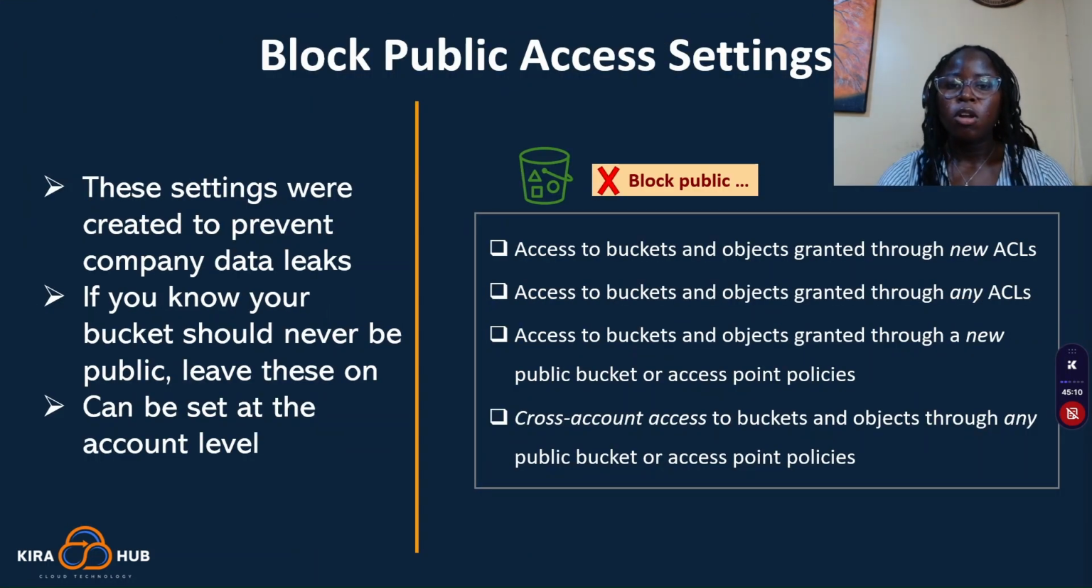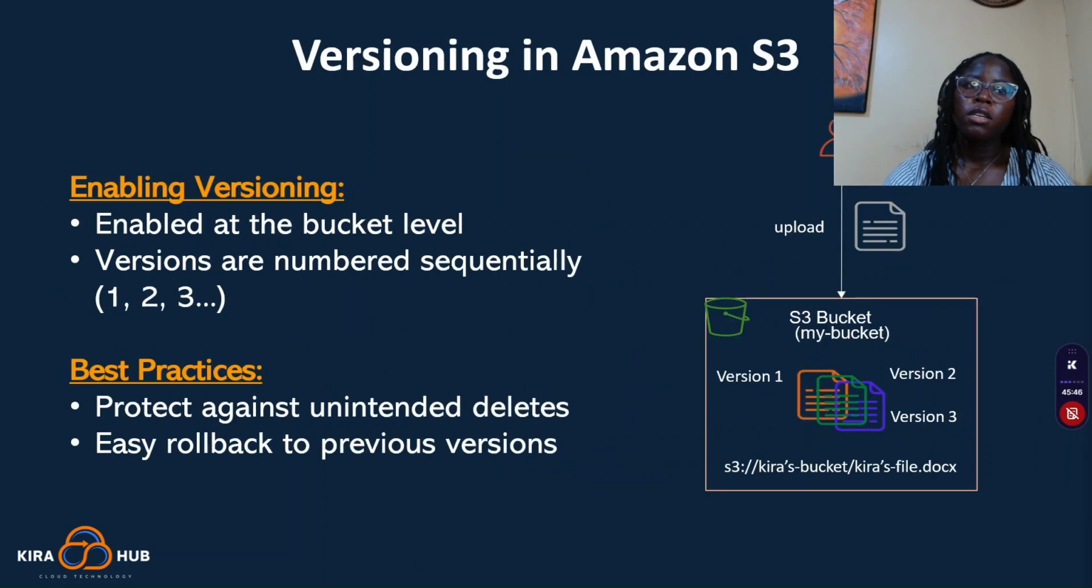So we have these block public access settings that were designed to prevent any accidental data leaks. This set of settings ensures that sensitive company data is not exposed to the public, keeping it private and secure. So you can configure these settings at the account level, meaning they'll apply to all the buckets within that account. That is if you are certain that none of your buckets should ever be public. So it's best to keep these settings enabled, and these are the settings which actually make sure that all our buckets are always private by default when created.